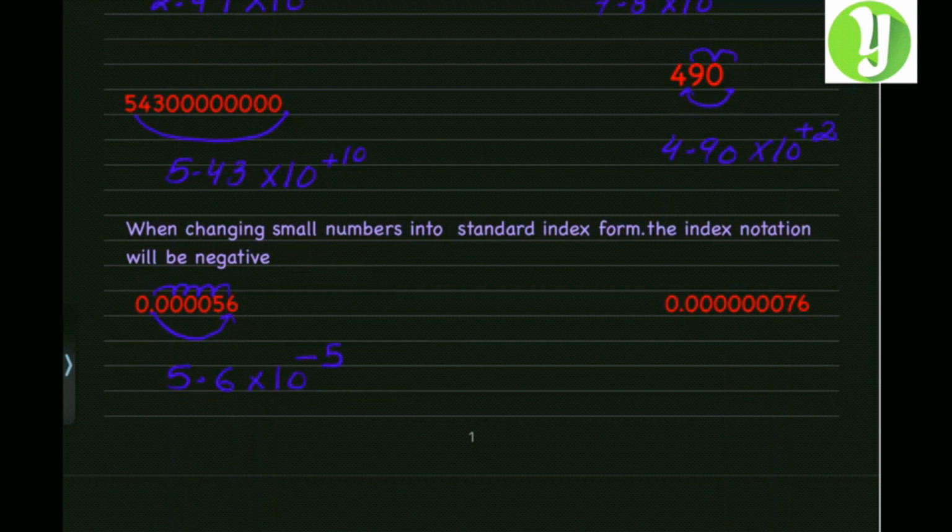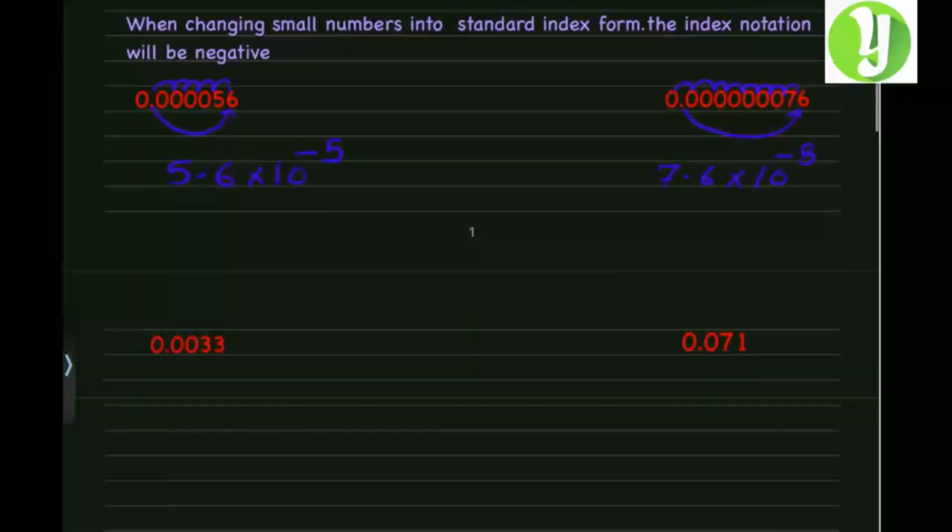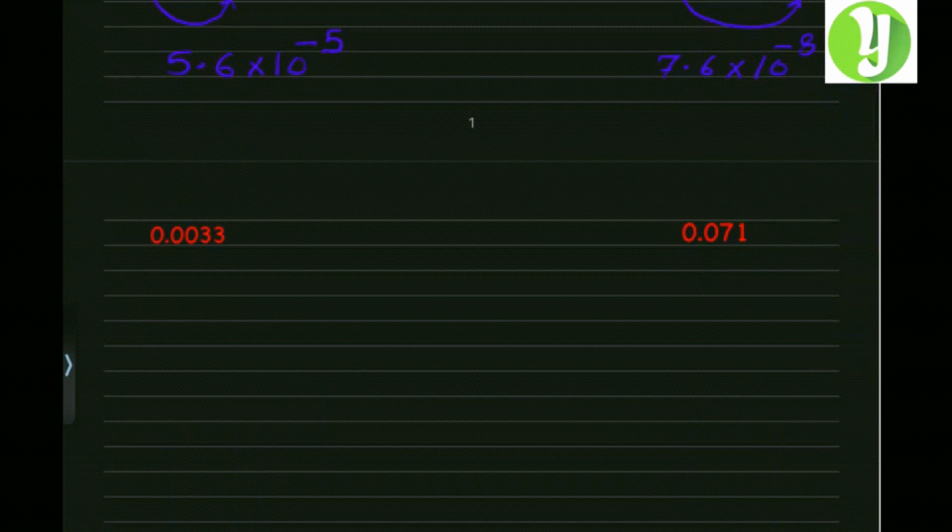And the next one, if I convert this decimal after the first non-zero digit, it's 7.6 times 10 to the power of 1, 2, 3, 4, 5, 6, 7, 8. It's negative 8. Now 0.0033, and if I convert after the first non-zero digit, it looks like 3.3 times 10 to the power of minus 3, and you can observe our first digit fulfills the condition, it's between 1 and 10. The last one, if I convert this decimal after the first non-zero digit, it's 7.1 times 10 to the power of minus 2.